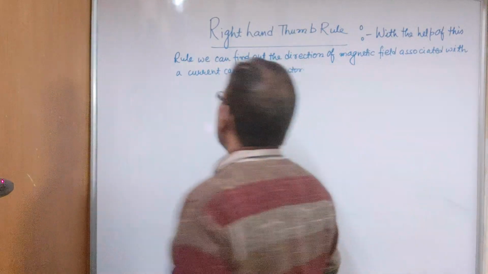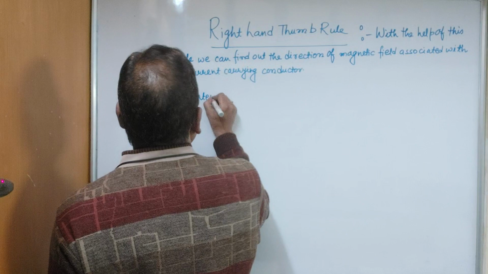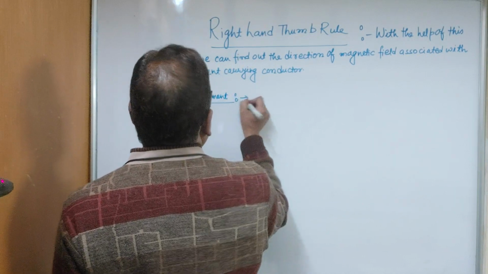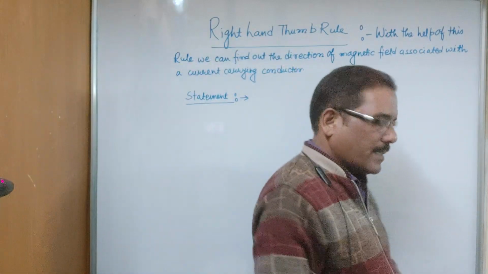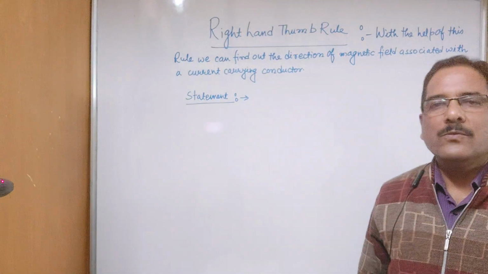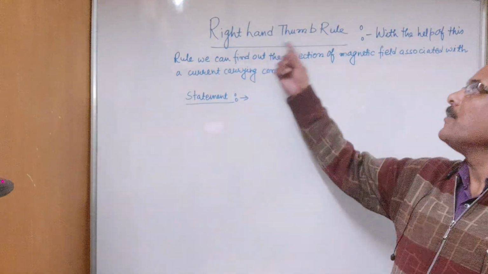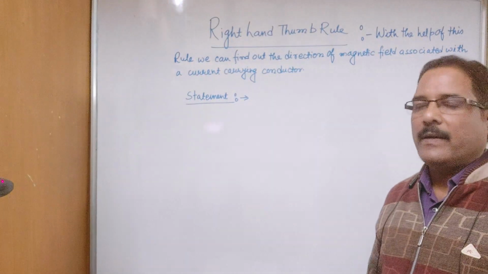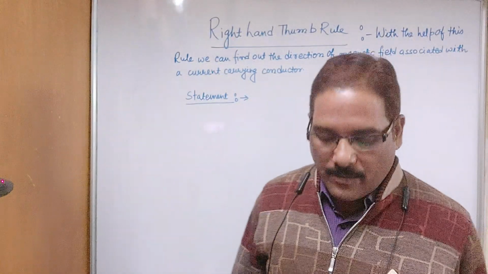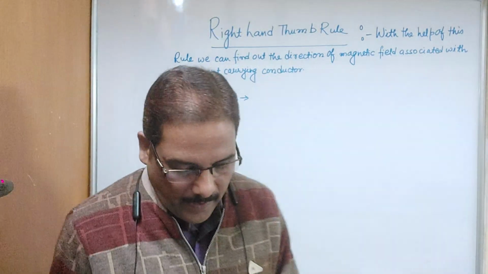And then you will write the statement, because both types of question can be asked. Sometimes they simply give the statement and ask you to name the rule. It may be a 1 mark question, then you have to name the rule only, that yes, this is the right hand thumb rule. And sometimes they can ask to state the right hand thumb rule. In that case, you have to write a statement for it.